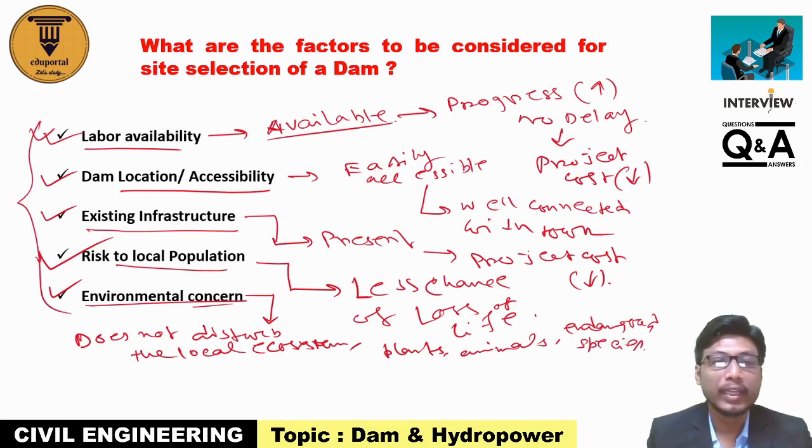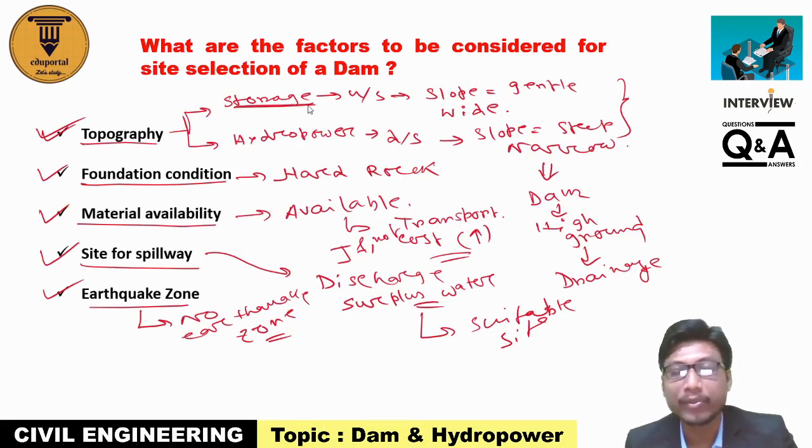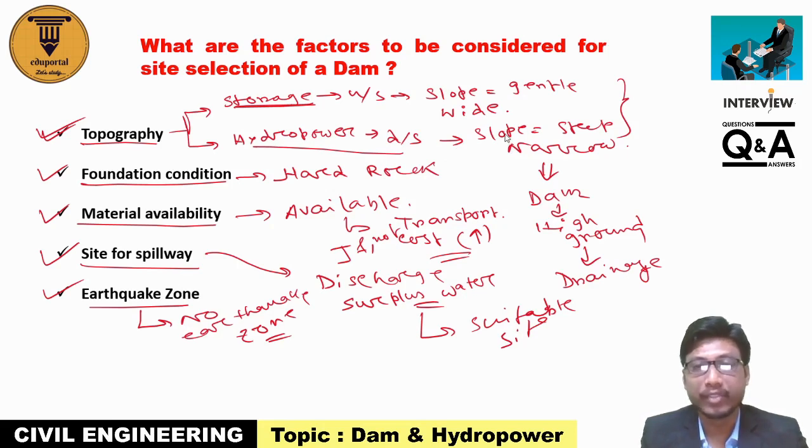Okay, so let's check once again. First of all, topography: for storage on the upstream side, the slope should be gentle and the river channel should be wide. On the downstream side, that is the hydropower generation side, the slope should be steep and the river channel should be narrow. Then foundation condition should be favorable, and hard rock is the most favorable foundation condition.